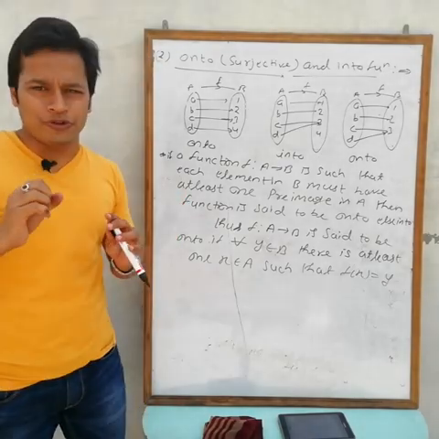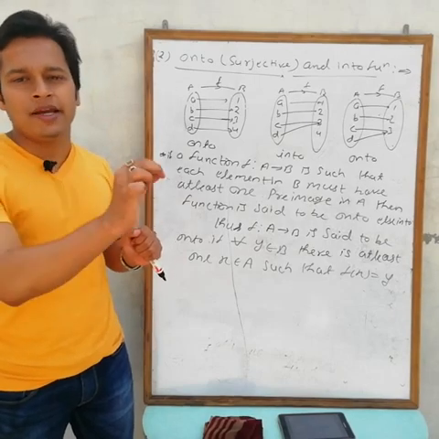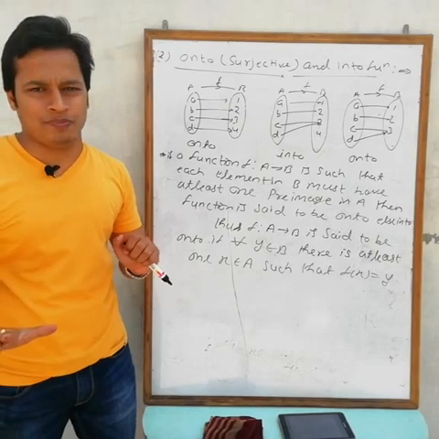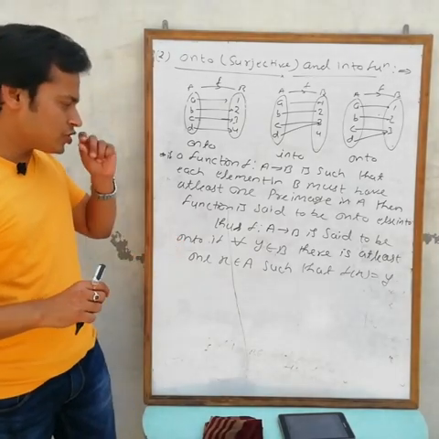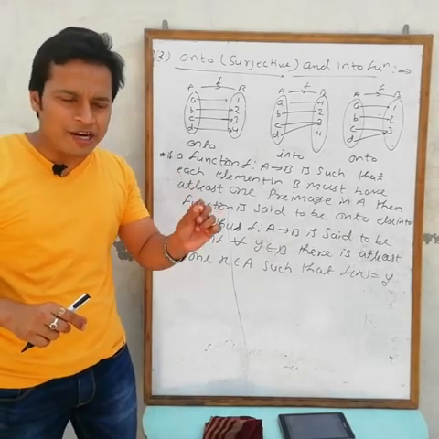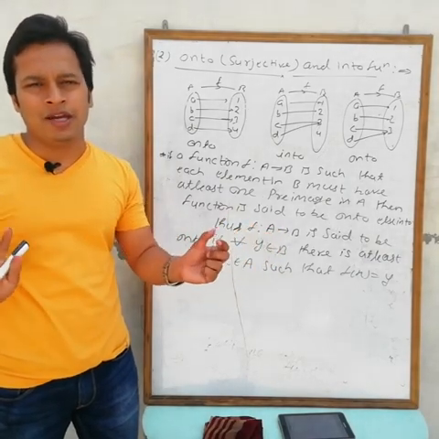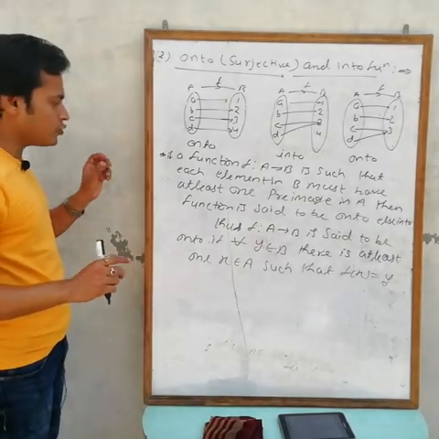Now also one thing. If you want to prove that a function is into, just find one y in B for which there is no x belongs to A. We will take questions based on this one. So to say into, what we have to prove is, we have to just find one y in B such that there is no x in A, no corresponding x in A.